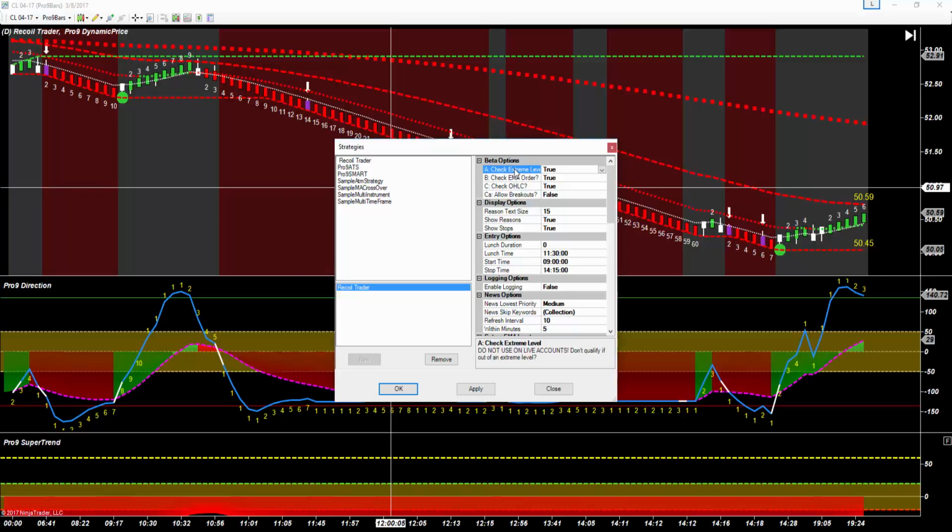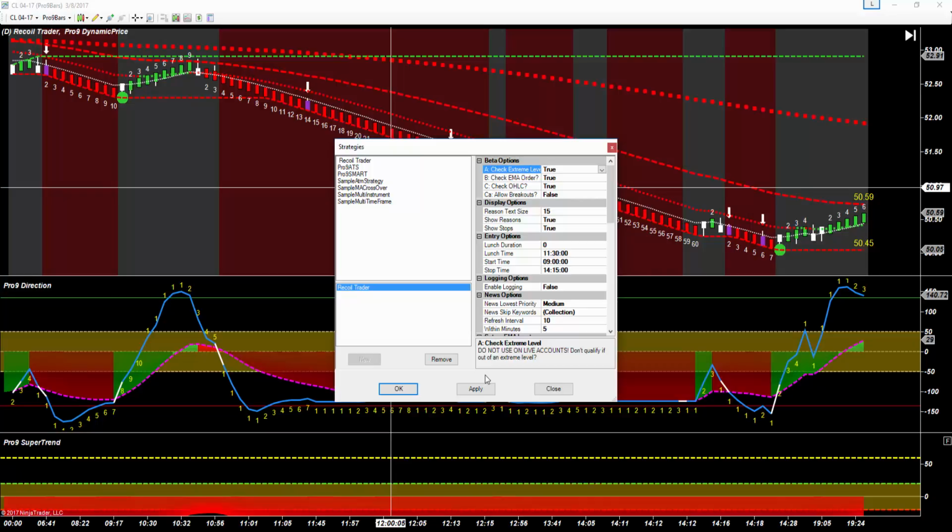Now, you may notice these are beta options. They do have a warning: do not use on live accounts. These are for testing purposes and to get feedback and see if these are the type of settings we'd like to fully enact in future updates of Recoil Trader.